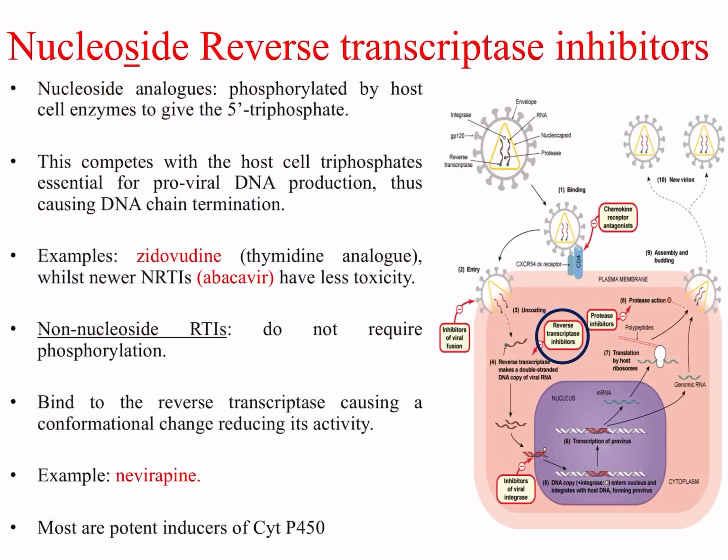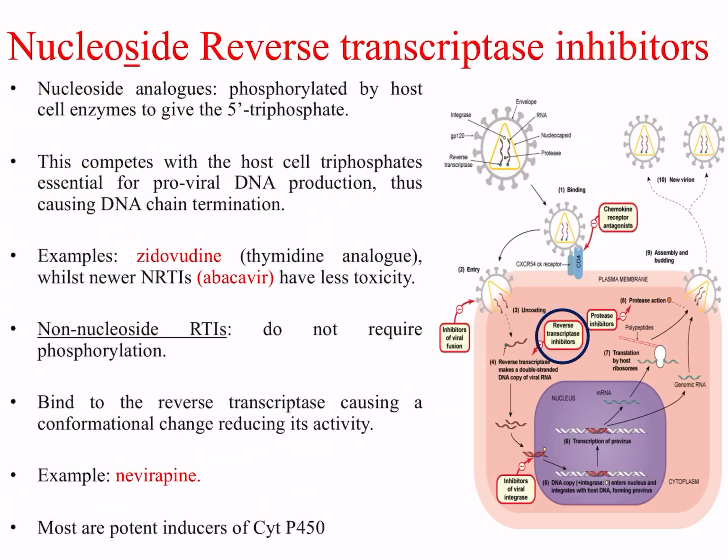The first class we will discuss is the nucleoside reverse transcriptase inhibitors, as shown in the diagram on the right. Nucleoside analogues are phosphorylated by host cell enzymes to give the 5' triphosphate version. This then competes with the host cell triphosphates essential for proviral DNA production, thus causing DNA chain termination. An example is zidovudine, which is a thymidine analogue, whilst newer NRTIs such as abacavir have less toxicity.